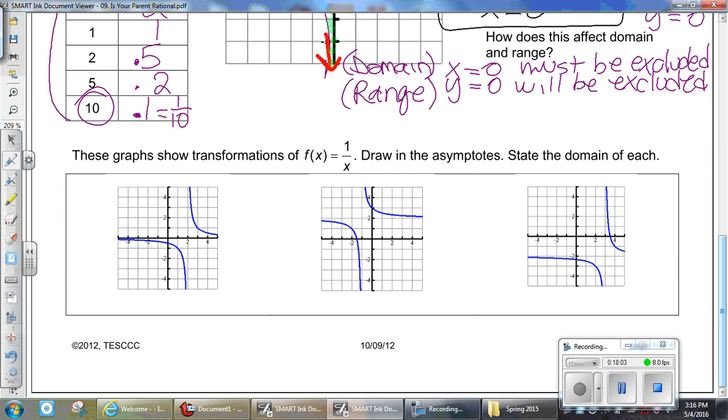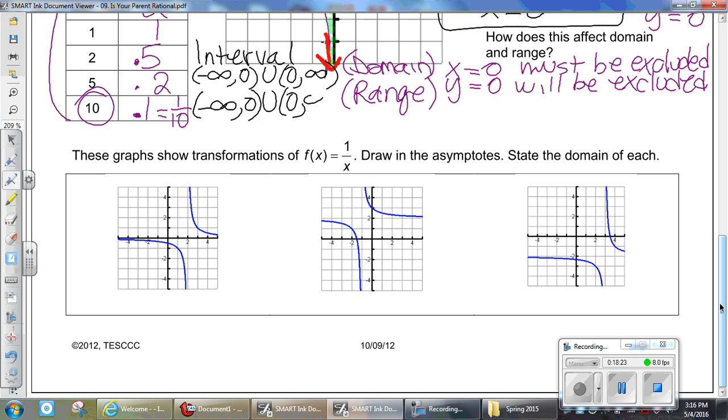Okay, so how will we denote the domain and the range? We will say this. In interval form, it will be from negative infinity to 0, union 0 to positive infinity. Or for the range, same thing, from negative infinity to 0, without including 0, union 0 to infinity.